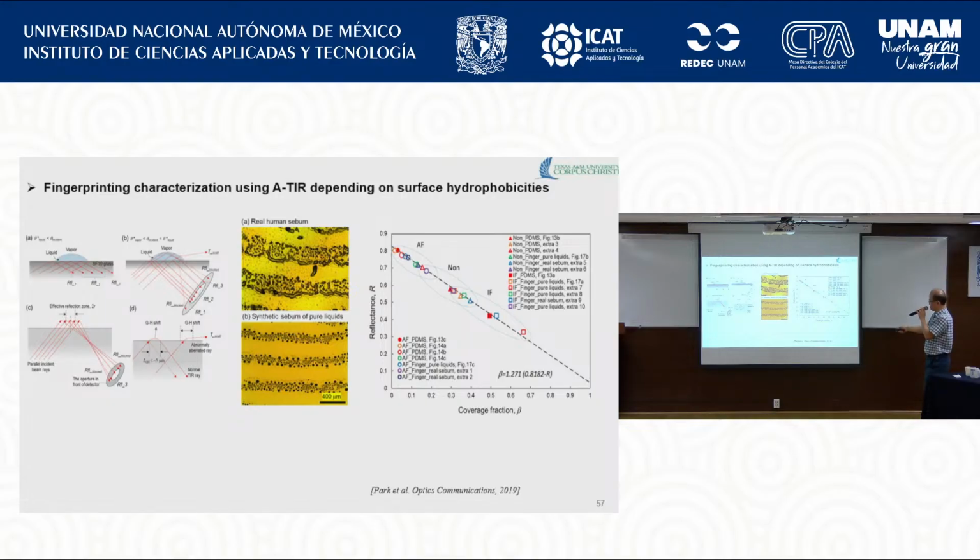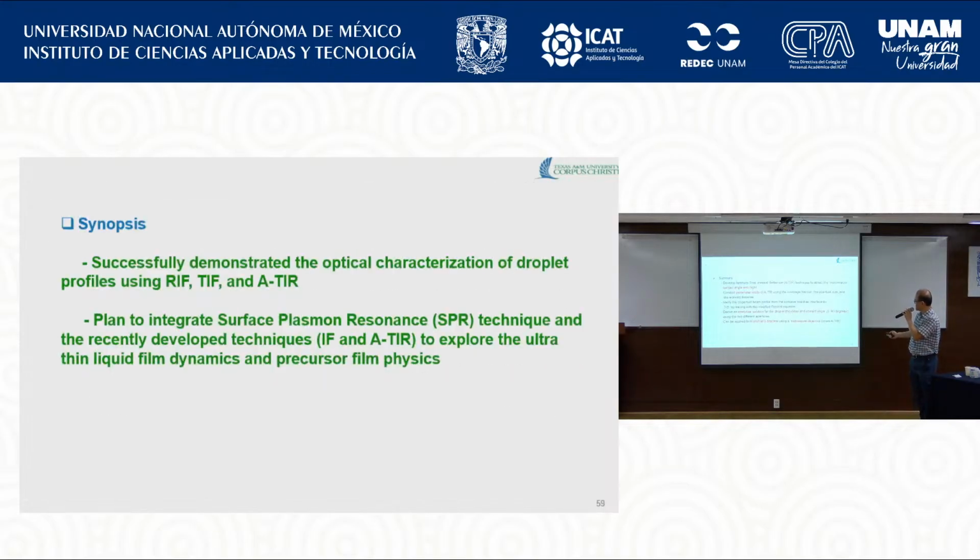This one shows reflectance versus coverage fraction. Actually, for this result we used real fingerprinting. Real fingerprinting characterization is very challenging. It's very complicated. So we did reflection, transmission, ATR. Now we are about to combine SPR, the interference fringe, and ATR techniques.